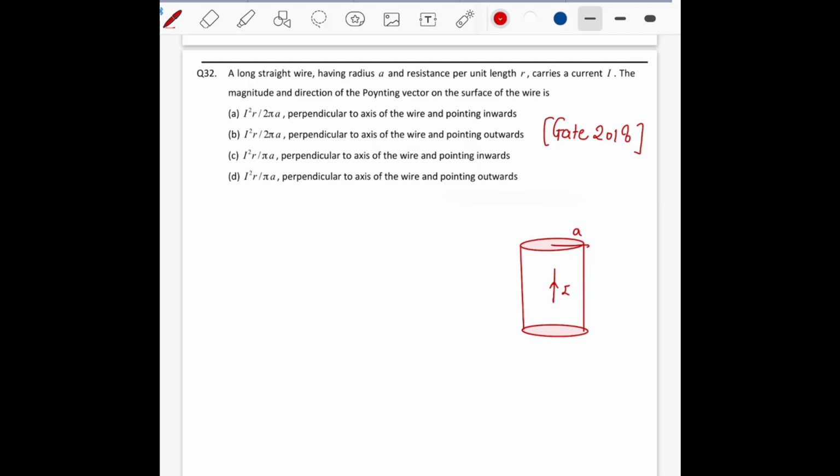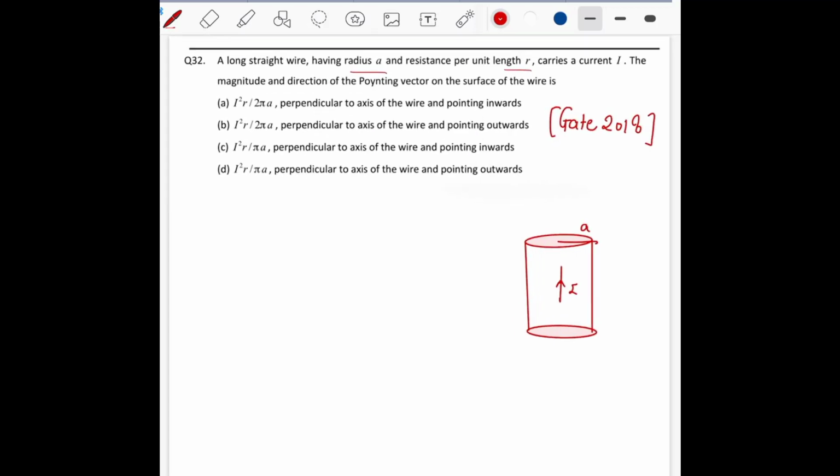Today we are going to solve question number 32 from the GATE 2018 examination. In this question it is given that a long straight wire having a radius A and resistance per unit length R carries a current I. The magnitude and direction of the Poynting vector on the surface of the wire is.